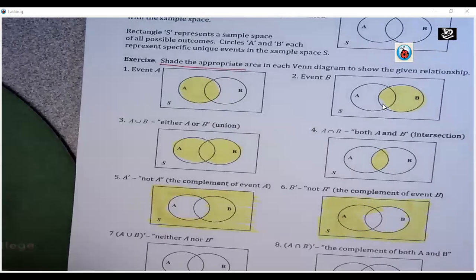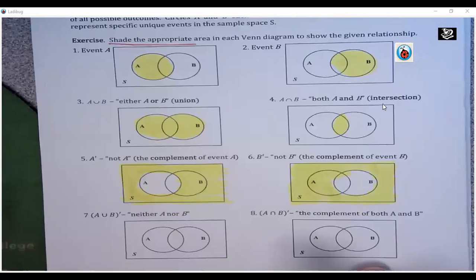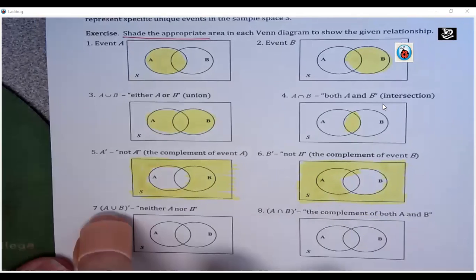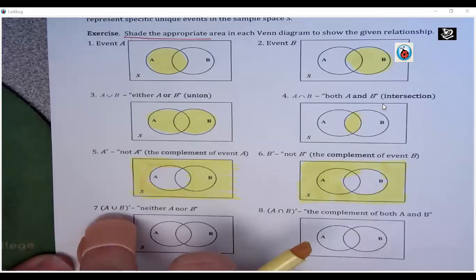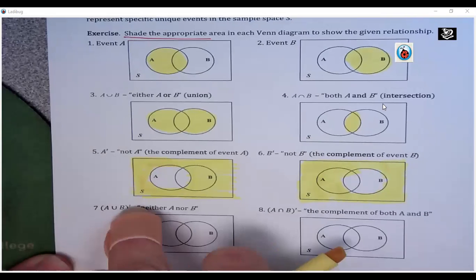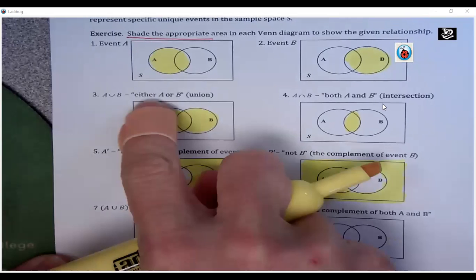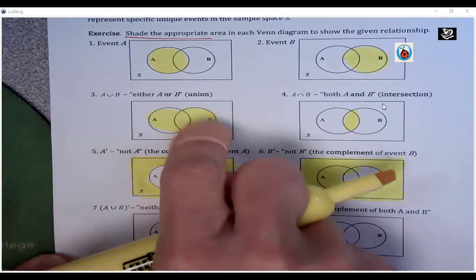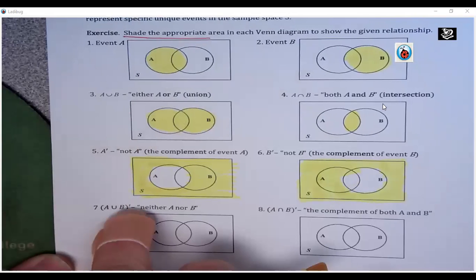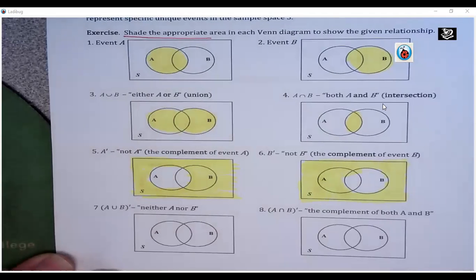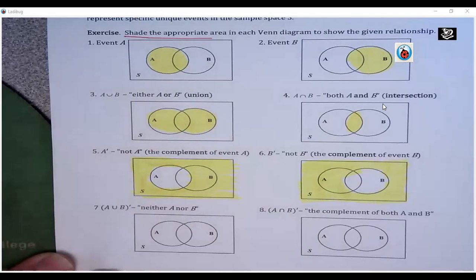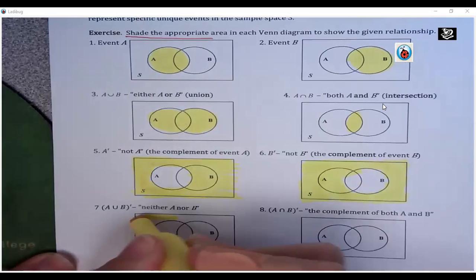Okay. All right. Here we have A or B. That's what that means. Remember, that's what we wrote right here. A or B. And then we have the prime. So it means not that. So what did we highlight for A or B? We highlighted both circles. Well, now I want it to be not that. Where do you think I'm going to shade on this one? The box. Good. Outside of the circles.